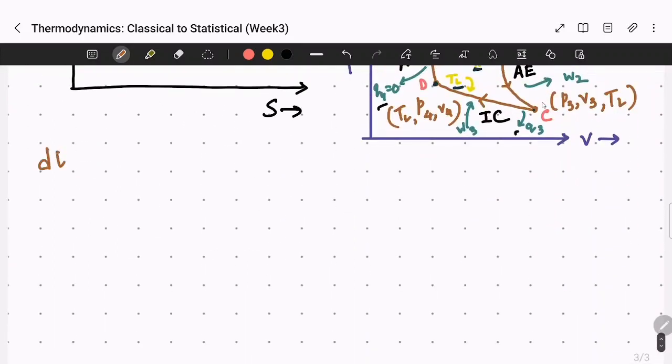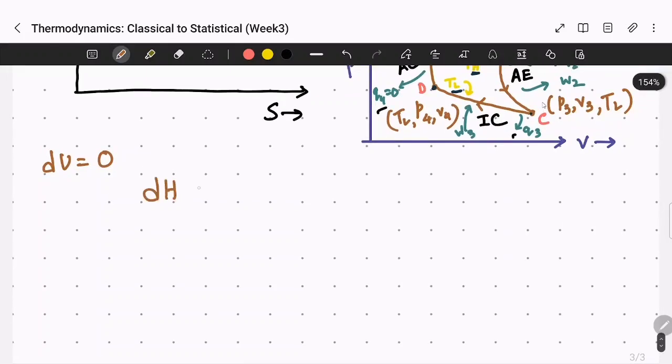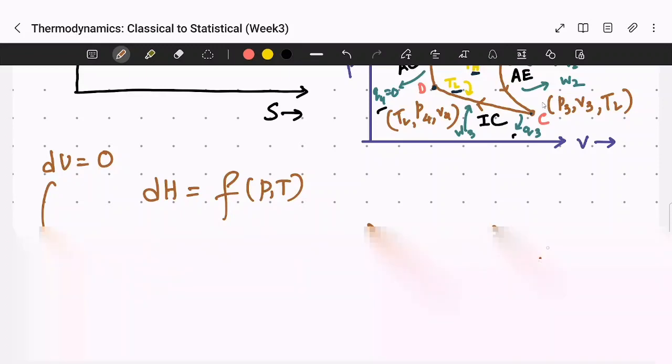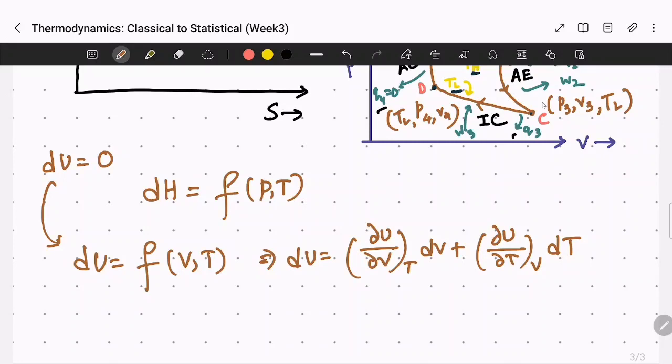For isothermal reversible expansion, dU is 0 and dH is dU plus PdV plus VdP. You can think like that. Also, you can think in this way: dH is also a function of pressure and temperature, right? Just like dU, how can we get it? dU is actually a function of volume and temperature. So you can write dU equals (del U del V at constant T) dV plus (del U del T at constant V) dT. For ideal gas, this is basically our CV, so CVdT, and for ideal gas the first term is 0. That's why for ideal gas we write CVdT.